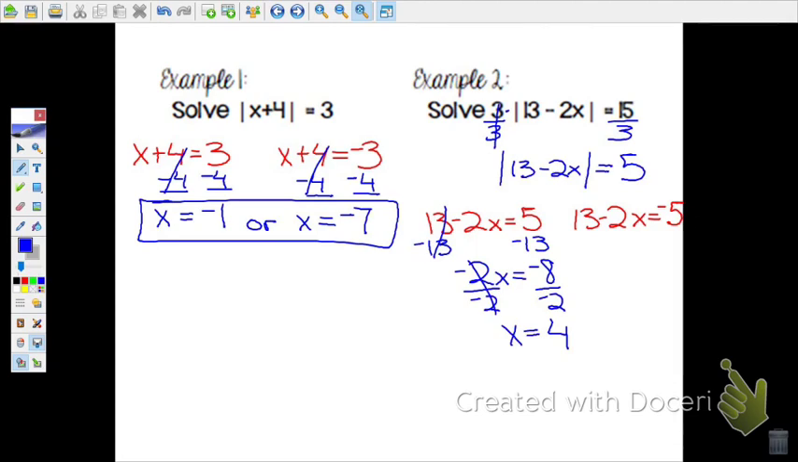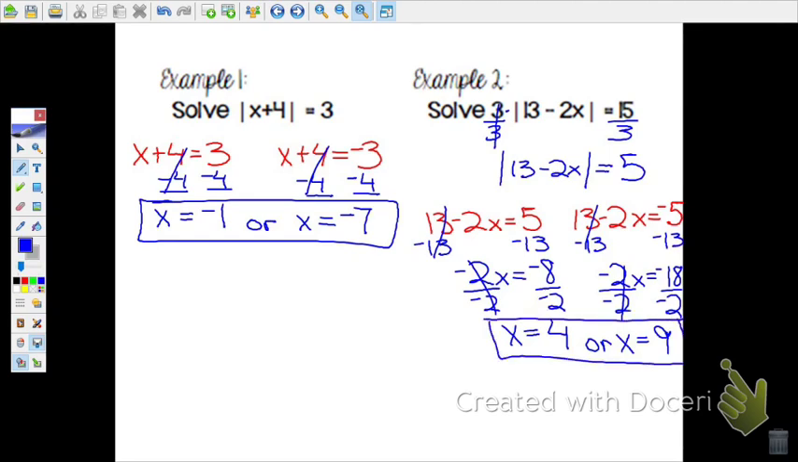The steps that I do on the other side are exactly the same. I'm still going to subtract 13. I just get different answers. So I drop down my negative 2x. Negative 5 minus 13 is negative 18. I'm going to divide both sides by negative 2. X equals a positive 9. So my answer could be 4 or 9.